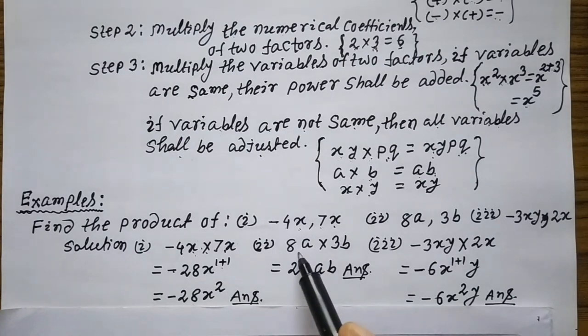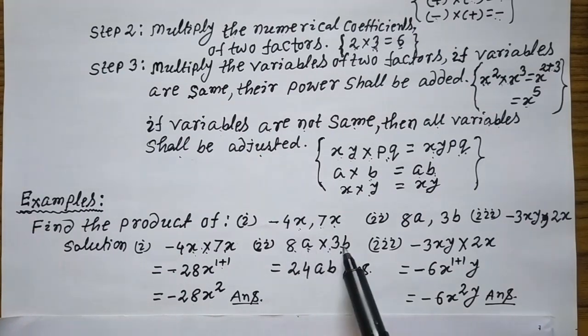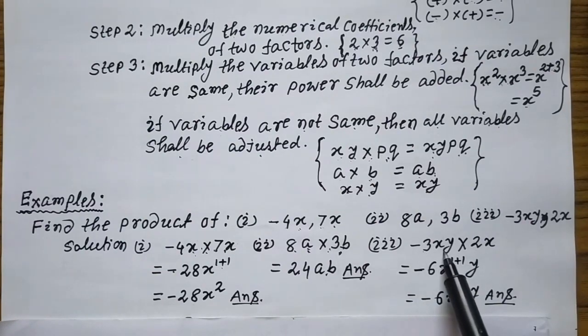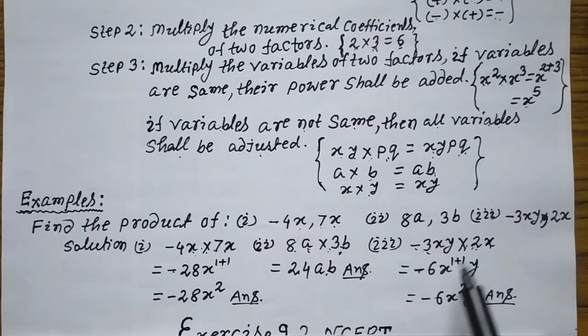Next question, 8a into 3b. So first of all multiply 8 and 3 is 24 and ab adjusted, because a and b are not the same variables. Third question, minus 3xy into 2x. So first of all multiply the sign, minus a plus a minus, their coefficient 3 times 2 is 6, and x same base so power shall be added 1 plus 1, and y will be adjusted, and minus 6x square, that is the answer.